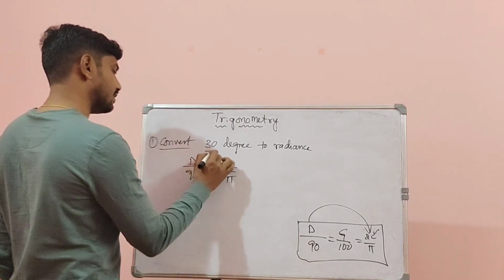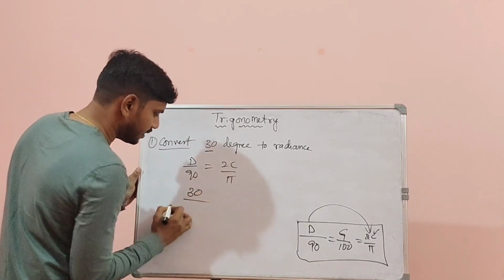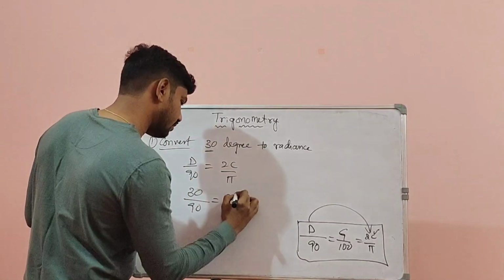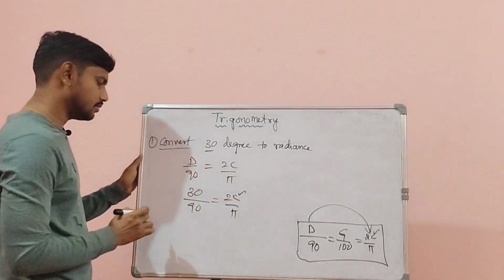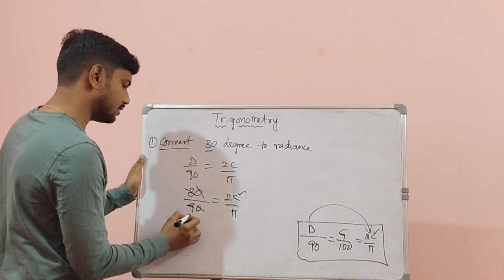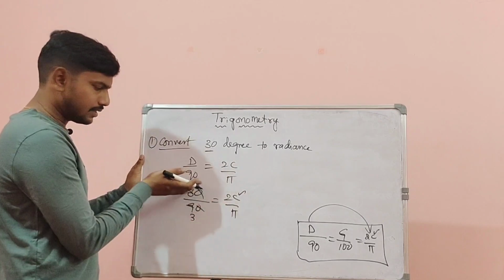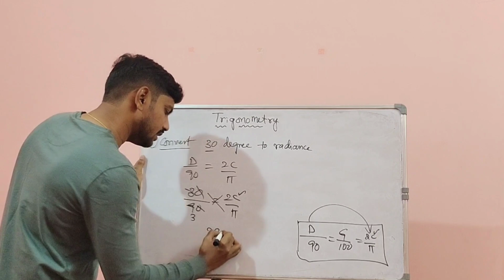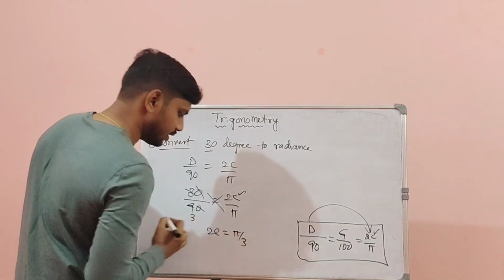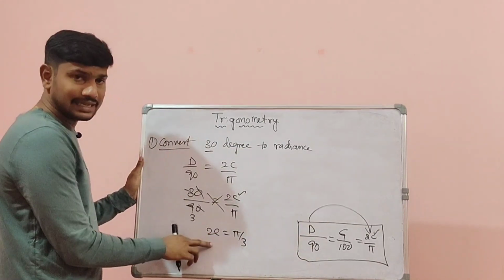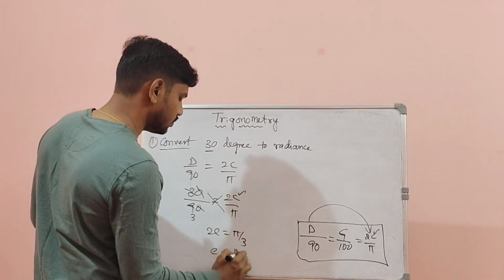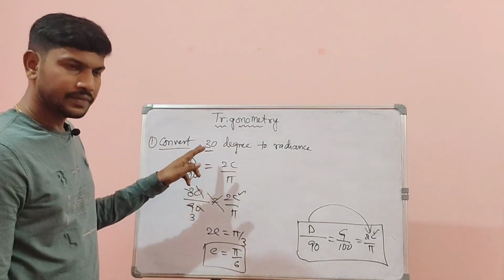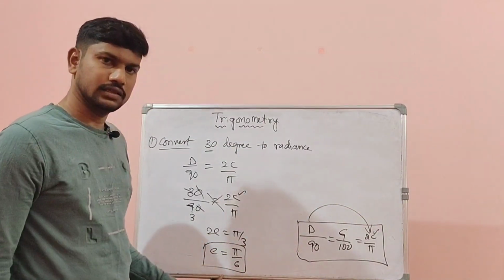The degree is given as 30, so I replace it: 30 divided by 90 is equal to 2C by pi. Here we are finding the C value as radians. The zeros cancel, and the 3 table cancels 3 times. We cross multiply the pi value and the 2 value, so 2C is equal to pi by 3, and we require C alone, so C is equal to pi by 6. So 30 degrees in the radian system is pi by 6.